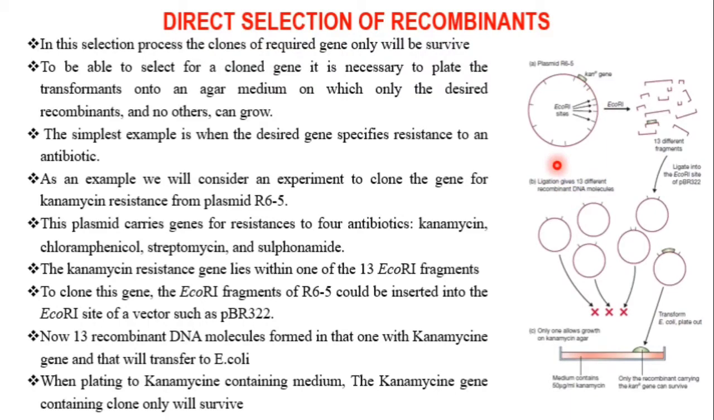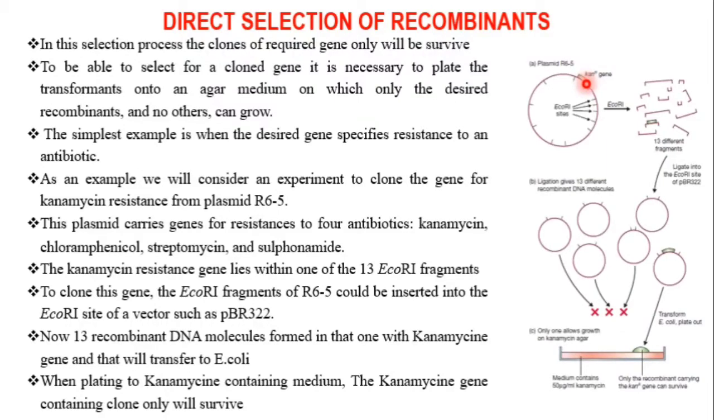We can explain this method by using a simple experiment, the cloning of an antibiotic resistant gene. Here you can see the R65 plasmid, which contains the kanamycin gene, and that kanamycin is present inside the EcoR1 fragment. When we cut at the EcoR1 site, it forms a kanamycin fragment.